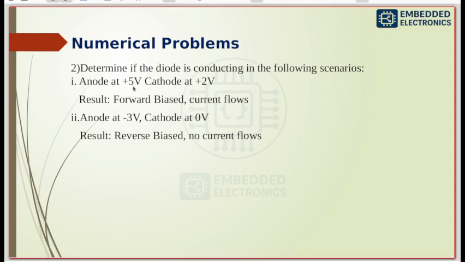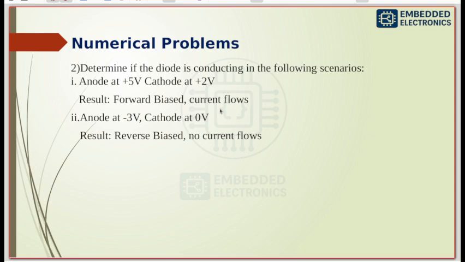Now determine if the diode is conducting in the following scenarios. Anode at plus 5 volt and cathode at plus 2 volt. Is this reverse bias or forward bias? Here anode is greater than cathode, right? So this is forward biased and current flows. Anode at minus 3 volt, cathode at 0 volt. Is minus 3 greater or 0 greater? Obviously 0 is greater, right? So this is reverse biased, and there is no current flow.